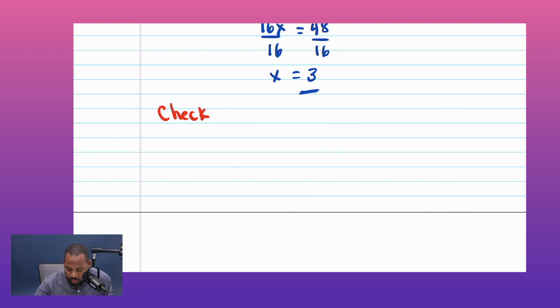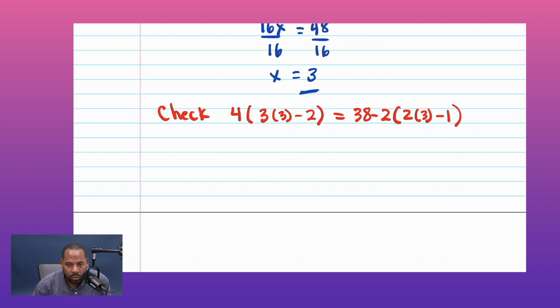My original equation said 4 times 3x minus 2. Instead of writing x, I'm going to write my solution 3. So it's 4 groups of 3 times 3 minus 2 is equal to 38 minus 2 groups of 2 times x, x is 3, minus 1. Everywhere I had x, I replaced x with my solution 3. And so in order for this to check a solution, we must have the same thing on both sides. The left side must equal the right side.